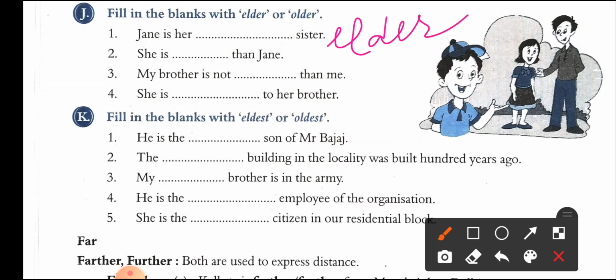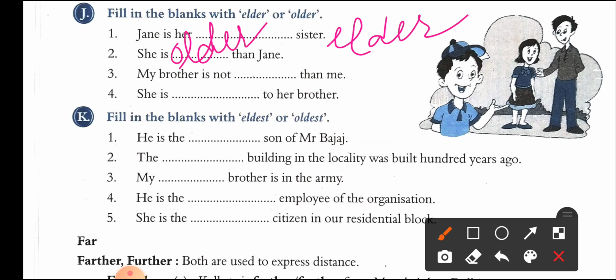She is dash than Jane. Now she and Jane, the sentence is not describing any relation between both. Right, so we will do here older. My brother is not dash than me. We have read that in the family members, when the family members are the blood relation, we will use elder.